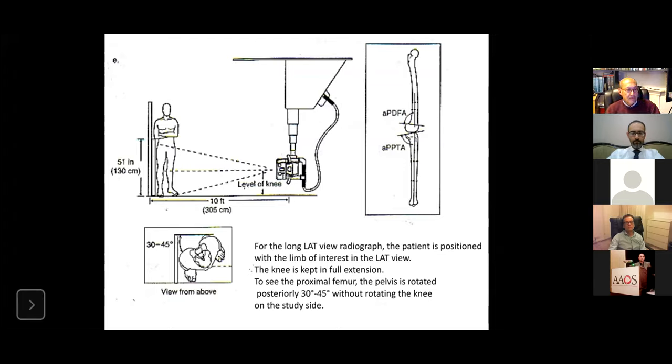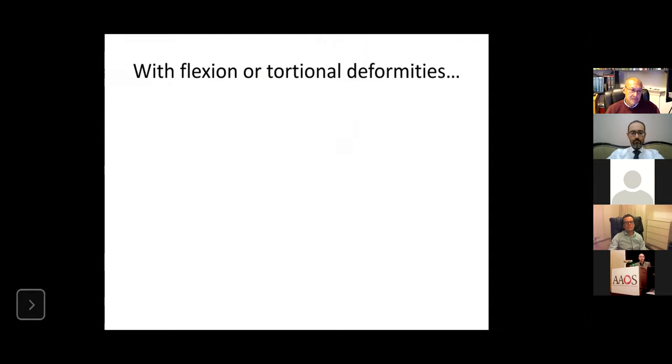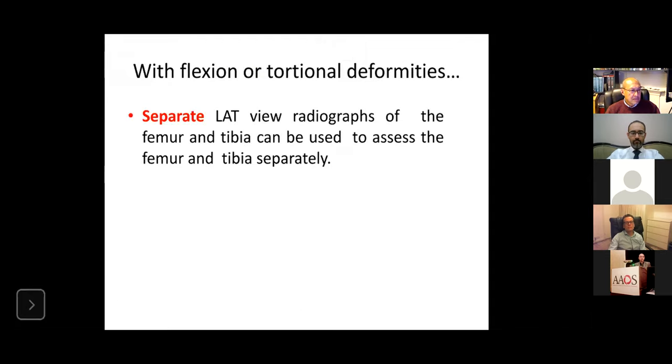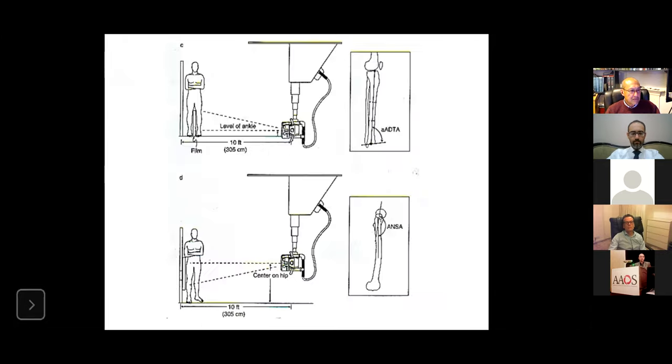If there is no rotational deformity, we can have the central beam at the level of the knee and measure on it. If not, we should elevate the X-ray tube up to be at the center of the hip. This is a separate lateral view for the hip and knee if we have torsional deformities. This is a photo or the diagram.